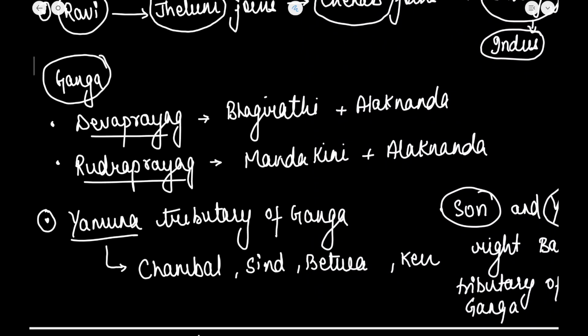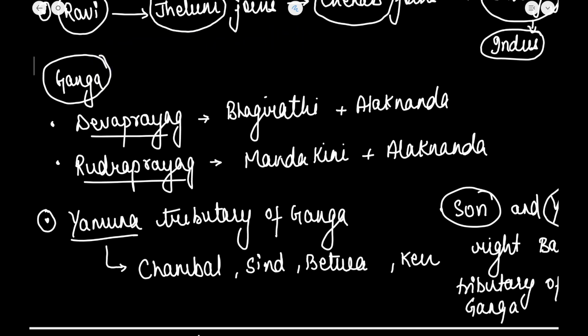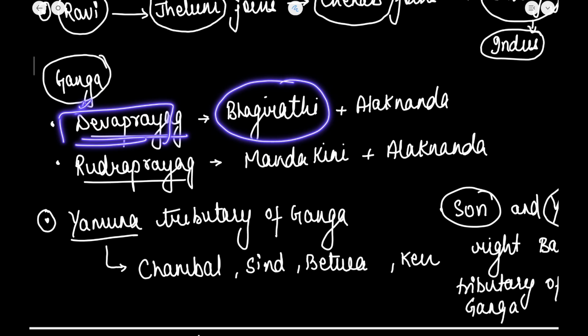Now let us see Ganga, which is the longest river in India. Now this Ganga rises from Gomukh glacier in Uttarakhand. It rises from Gomukh in Uttarakhand. Now some of the important points before the river Ganga is made, which are mostly asked in the examination, are Dev Prayag. Now Dev Prayag is the place where the river Bhagirathi and the river Alaknanda both join. Both of them meet each other.